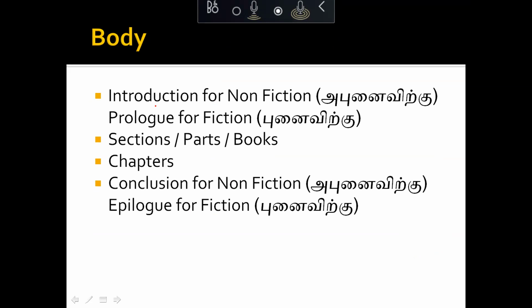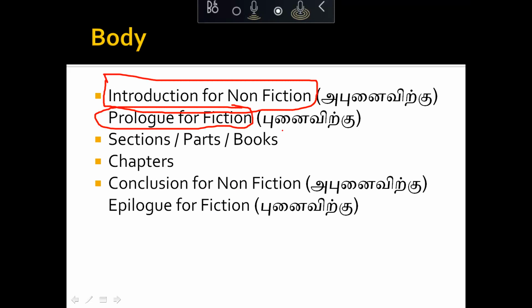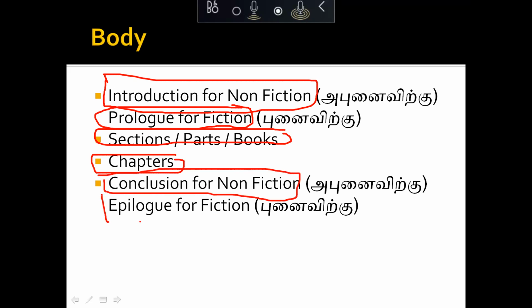So this is all about the front matter. Now we come to the body. For a non-fiction, there should be an introduction. For fiction, we have a prologue. Then we have the sections, parts, and books. Then we have chapters. Then we have a conclusion for non-fiction and an epilogue for fiction. That's all. So for non-fiction, it is introduction and conclusion. For fiction, it is prologue and epilogue. In between, you have the chapters.